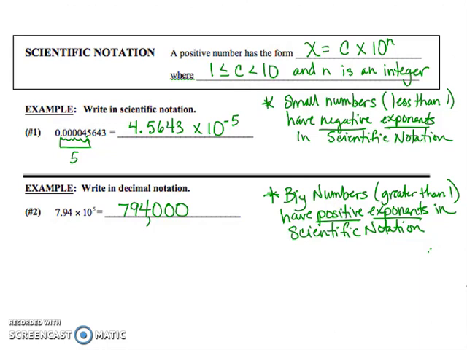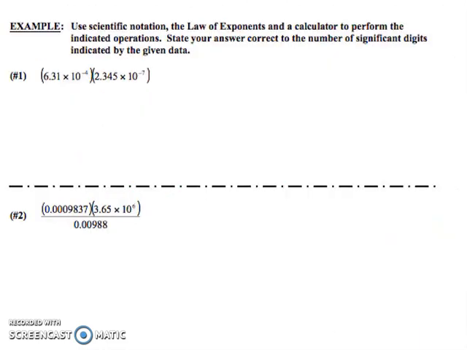Our last examples here want us to work with numbers in scientific notation and do some computations. So it says, use scientific notation, the law of exponents, and a calculator to perform the indicated operation. State your answer correct to the number of significant digits indicated by the given data. Okay, so first of all, when we look at these two numbers, the first number that we're multiplying has 3 significant figures, and the second number that we're multiplying has 4. We can only be as specific as our least specific numbers. So we're limited to 3 significant figures in our answer for this one. So I'm going to write that down so that when we get to that point later and we do some rounding, we know that we can only have 3 sig figs in our answer.